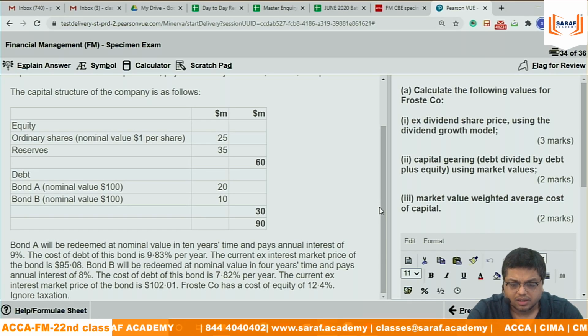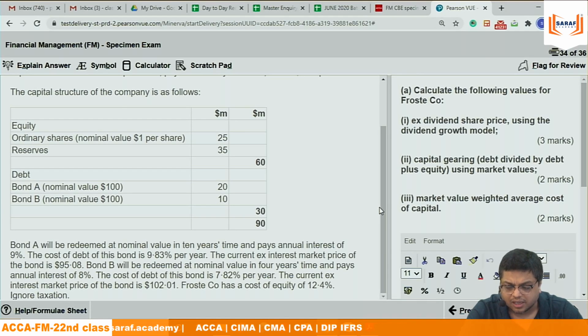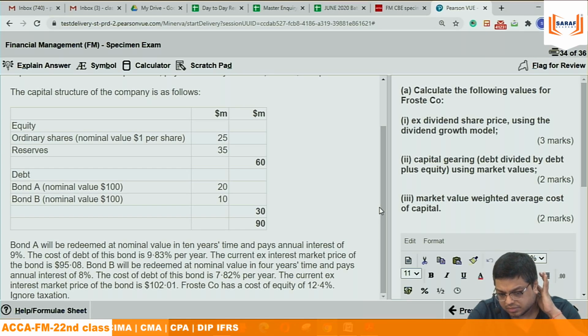Anybody? Bond A will be redeemed at nominal rate in 10 years' time and pays an annual interest rate of 9%. The cost of debt of this bond is 9.83%. So why are they saying 9.83%? Can we say that the bond may be issued at a discount and then redeemable at par? So there is a loss in that part also. That increases the cost of debt to 9.83%.